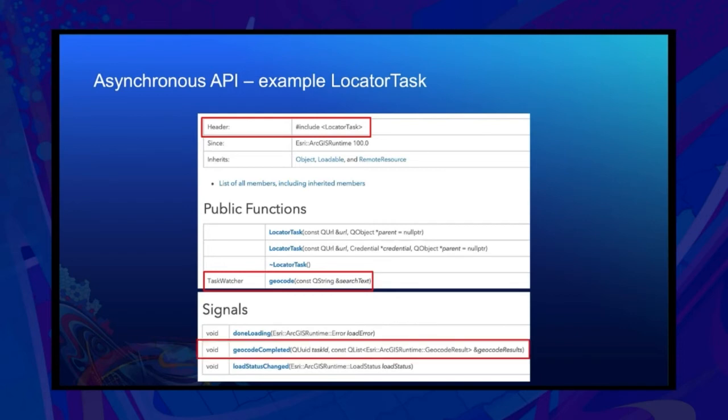Then you'll see later in the documentation we have a section called signals. And under signals we have a geocode completed signal. This passes through a task ID as well as geocode results. So basically what happens here is you kick off the geocode. At some point it will emit the signal geocode completed. You can check the task ID through the task watcher to make sure everything matches up, and then you can go through your results and display them on a map.